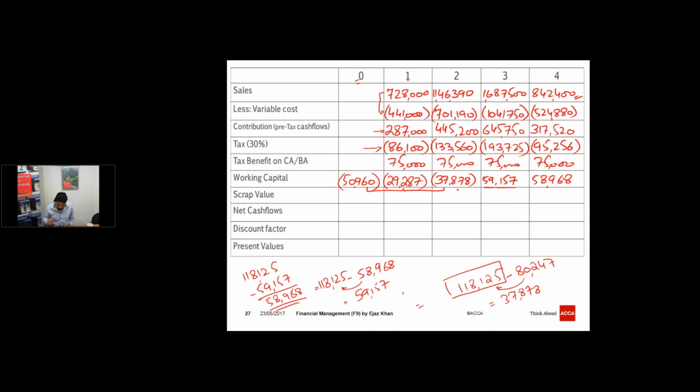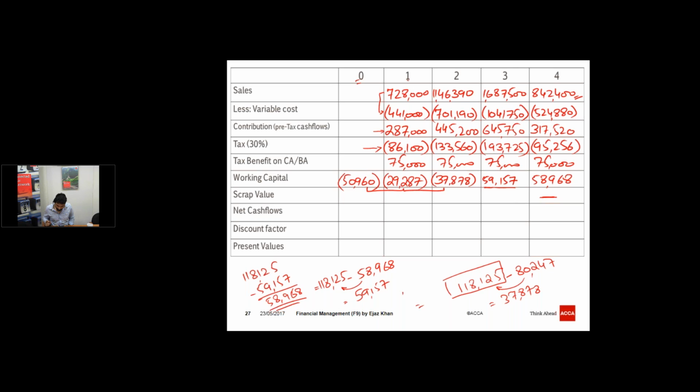Okay, let's move forward. What else do we have in the question? We are done with the working capital. We don't have any scrap value, so we'll write it nil. Remember, the scrap value, if it's there, will be shown at the end of the project because we will sell the asset at the end of the project. So it will be shown as a positive cash flow, because when you sell the asset, you get the cash.